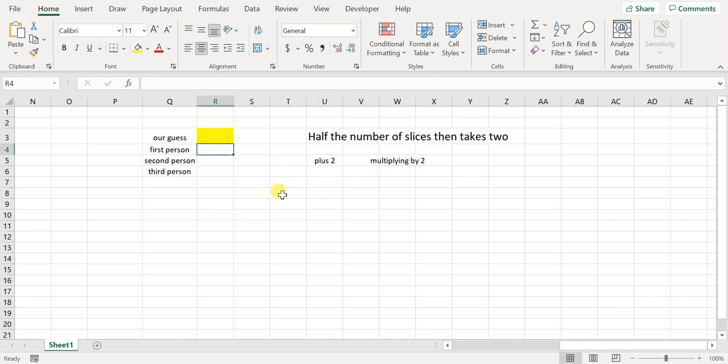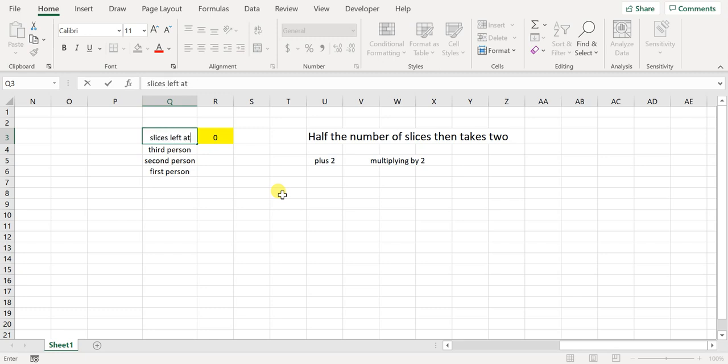So now let's do that. So we'll just swap third and first, like so, and then we'll set our formula. Now when we've got nothing in here, it reads it as 0. If you feel more comfortable, you can put a 0 there anyways. So 0 is what we're trying to get to. So we've got to do how much is left at the end. So I'll change this now to slices left at the end, which we know is 0.